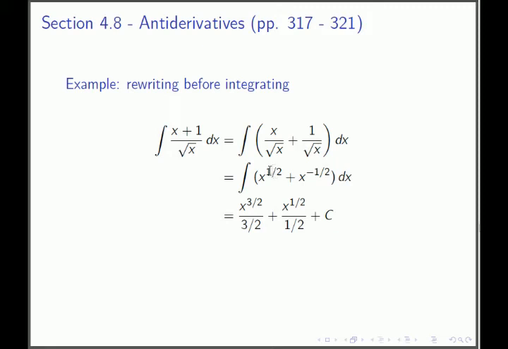So we'll bump the exponent up by 1. 1/2 plus 1 is 3/2, and divide by that new exponent 3/2. And negative 1/2 plus 1 is positive 1/2, and we divide by that new exponent 1/2. And now these are 2 compound fractions, which can be simplified by multiplying top and bottom by 2. And so this is what we get.